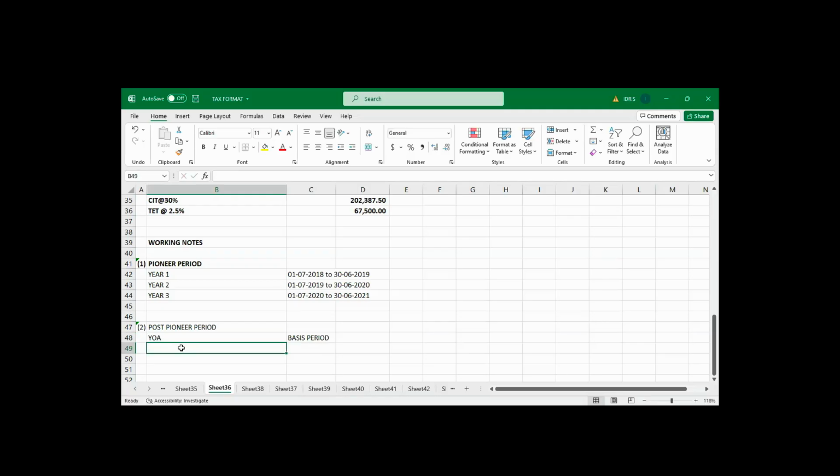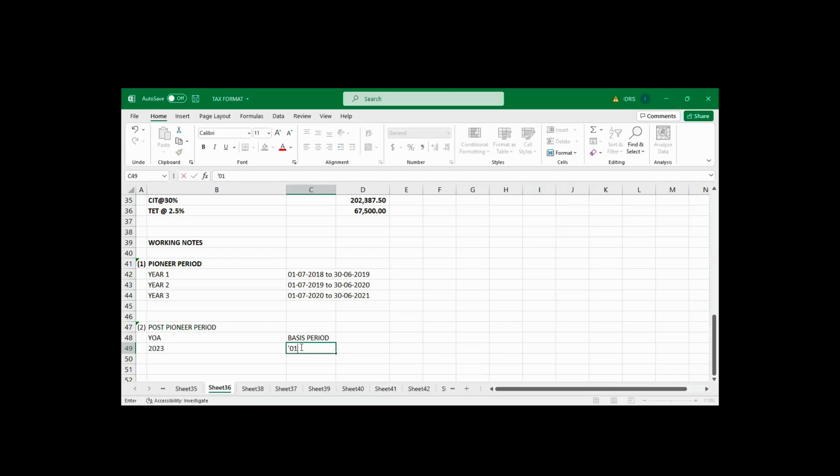For the post-pioneer period, what will be the first year of assessment? 2022? 2023? 2023. Yes, accepted. Why will this be 2023 now? What will be the basis period? What is the accounting year end of the company after the pioneer period, in the question? 31st December.